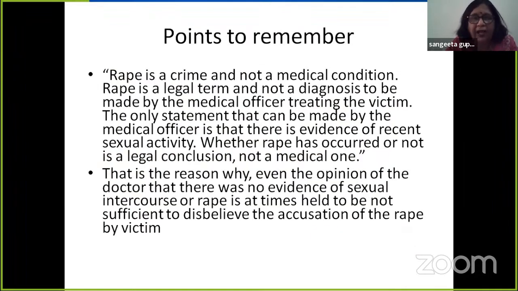So now the points to remember. This I want to highlight. Rape is a crime and not a medical condition. Rape is a legal term and not a diagnosis to be made by the medical officer treating the victim. The only statement that can be made by the medical officer is that there is evidence of recent sexual activity or there is no evidence. Whether rape has occurred or not is a legal conclusion, not a medical one.